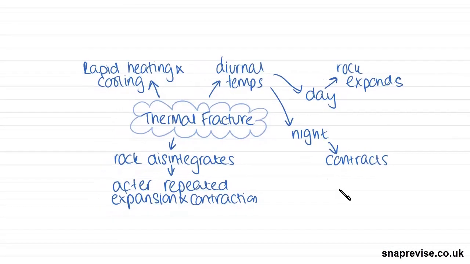The first type of weathering we have is called thermal fracture, and this is relating to our rapid heating and cooling. And as we'll remember from the previous video, desert climates are very specific and they have a very high diurnal temperature range. So the temperatures can be over 30 degrees C during the day and reach about 0 degrees at night. And this big temperature range causes rapid thermal fracture in rocks, because during the day when it's hot, the rock is expanding, and at night when it cools, the rock contracts. And this causes the rock to disintegrate over time after this repeated expansion and contraction.